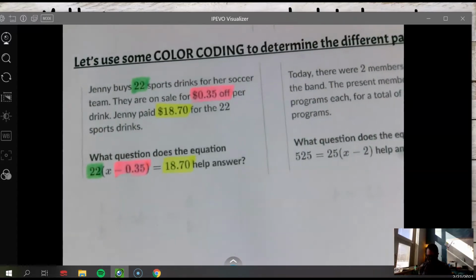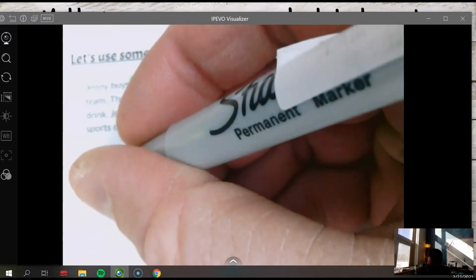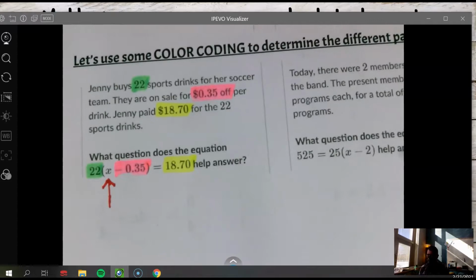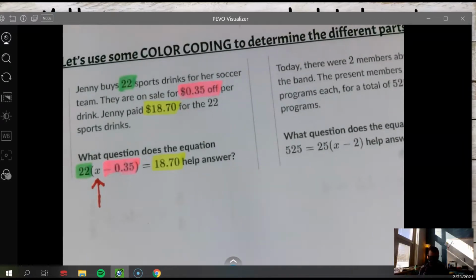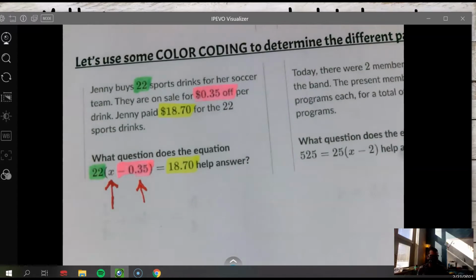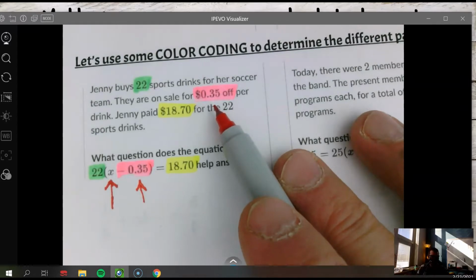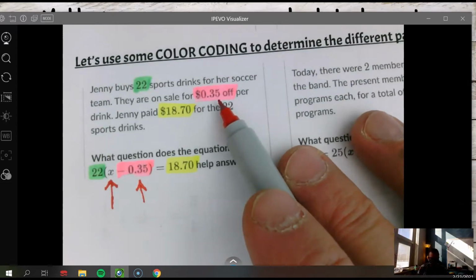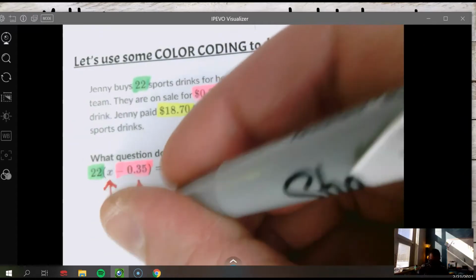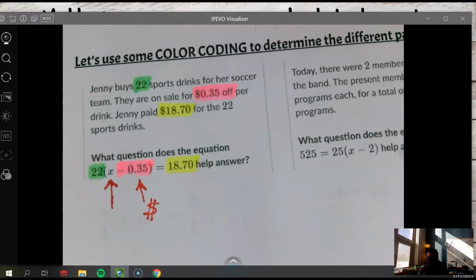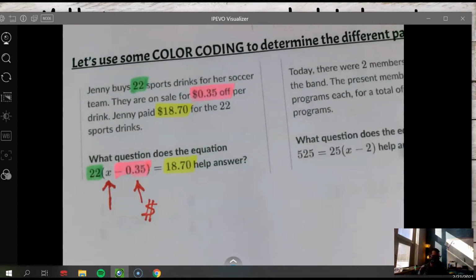What these types of problems are asking us is, what will the variable represent? What you need to look at is, okay, this 0.35, what is that? Well, when I look back up in the problem, it's 35 cents, right? It's money. So since that's money being subtracted, can I subtract money away from people? Well, yeah, but then I'm a thief, so I probably shouldn't do that.